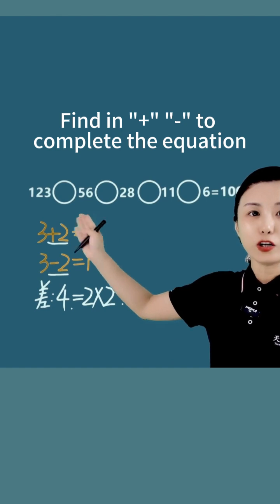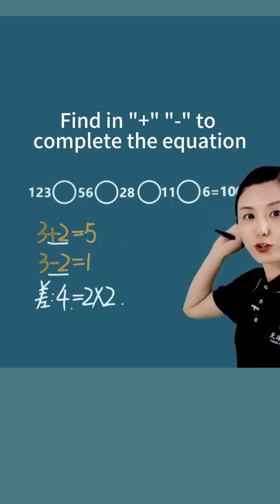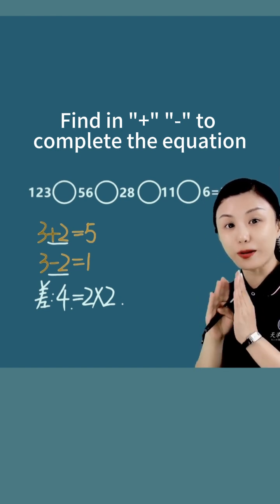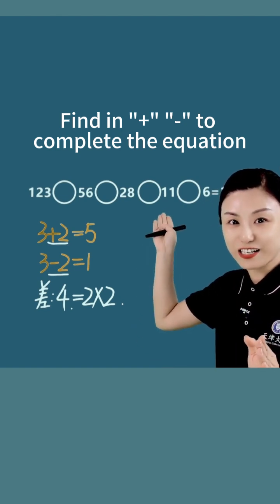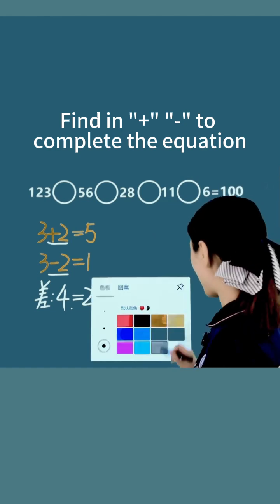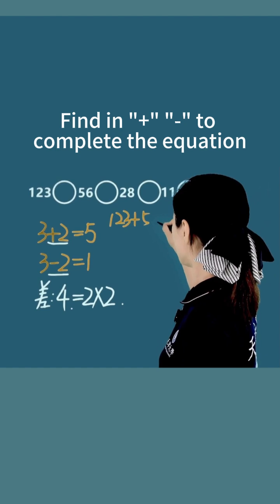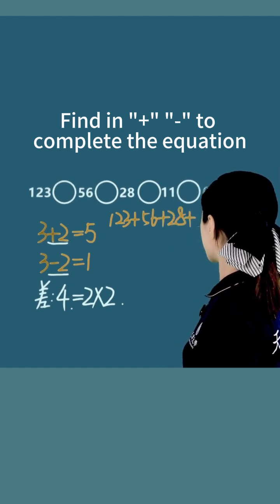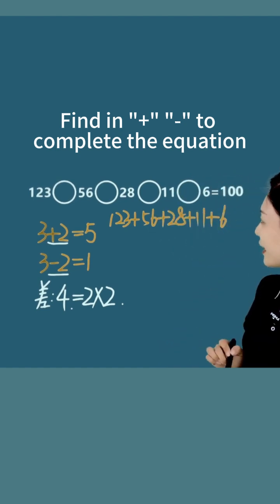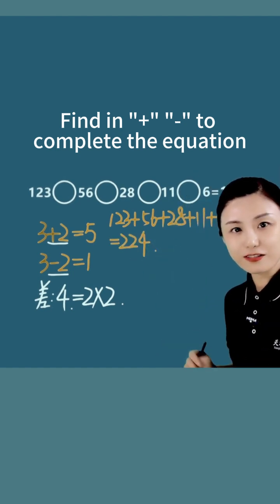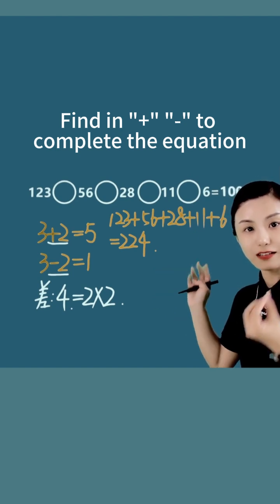Look at the original problem. If all these numbers were added normally, could we find the sum? If none of them betrayed and they were all added together, what should the total be? Let's work it out. Come on, let's add these numbers together. 123 plus 56 plus 28 plus 11, and then add a 6. What should that equal? It equals 224. All right, we've calculated 224. That's the result if we add them up normally.